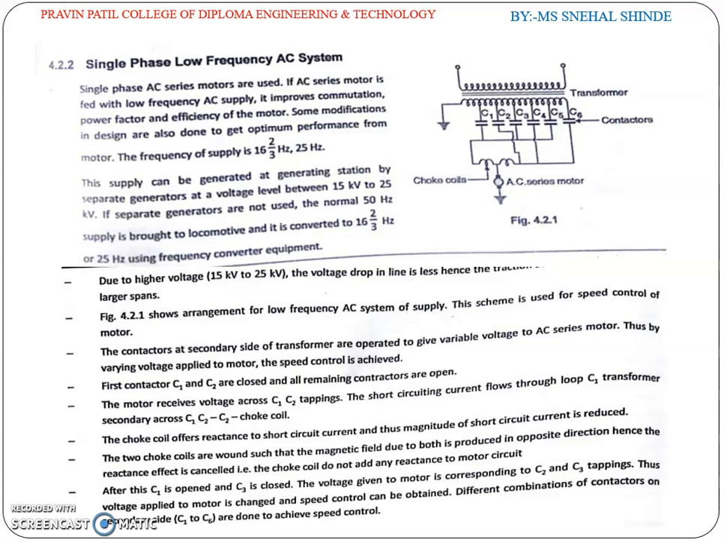After this C1 is opened and C3 is closed, the voltage given to the motor is corresponding to C2 and C3 tappings. Thus, voltage applied to the motor is changed and speed control can be obtained. Different combinations of contactors on secondary side are done to achieve speed control.